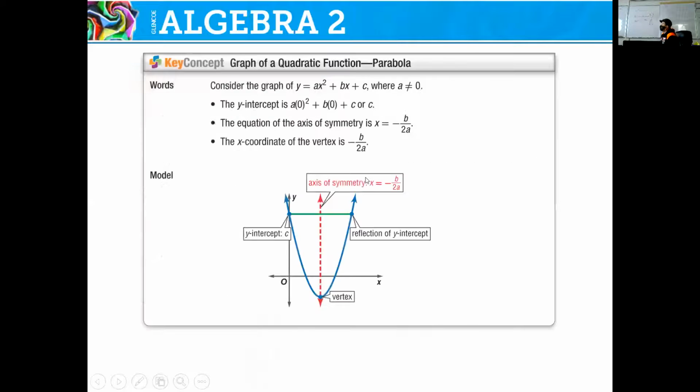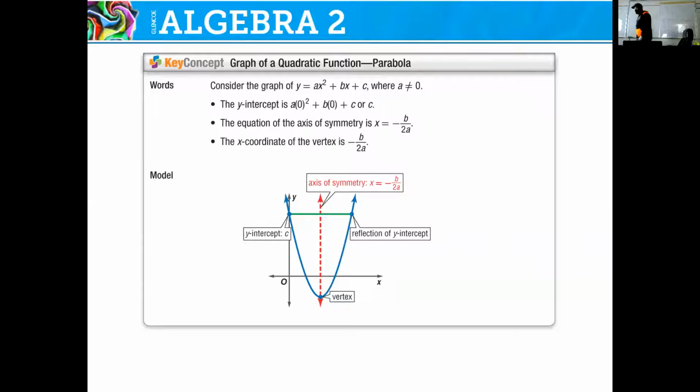All righty, let's get into some problems. Or here's your key concept. Okay, so there it kind of puts all of it together. So you can see, consider the graph y is equal to ax squared plus bx plus c, where a cannot equal 0. The y-intercept is always your c value. Okay, that's because when you plug in a 0, you square it, you get 0 multiplied by a, plus something else that's multiplied by 0. You're going to be left with the constant.